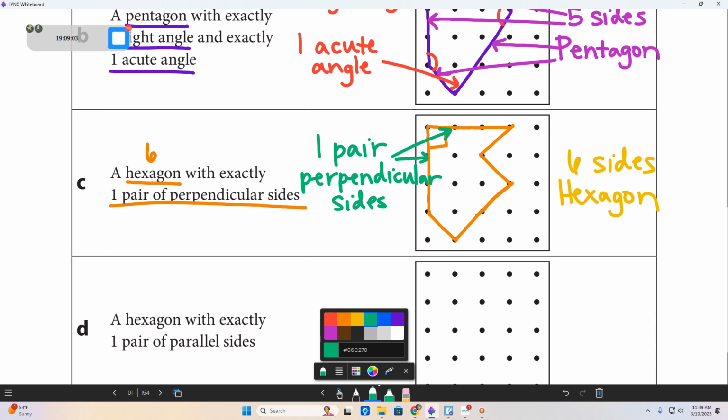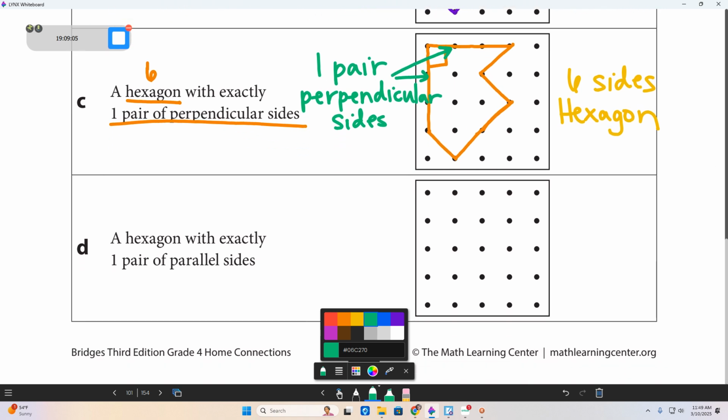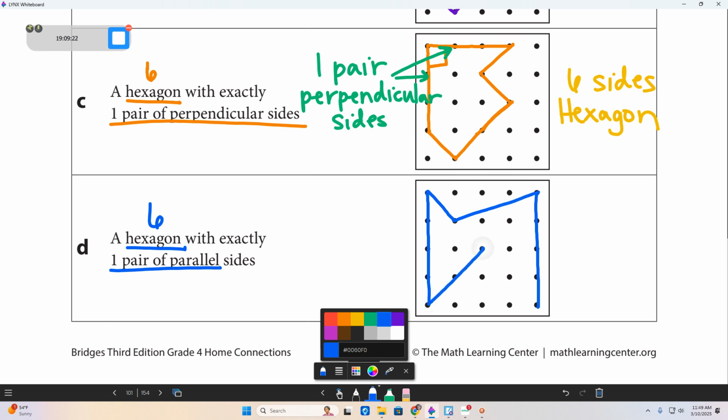All right, finally, letter D, a hexagon, so 6 sides again, with one pair of parallel sides. So I'm going to start with the parallel sides, I think. This is parallel to this, and then I just need everything else to not be parallel. So I'm going to make these kind of funky. How about like that? Yeah, I think so.